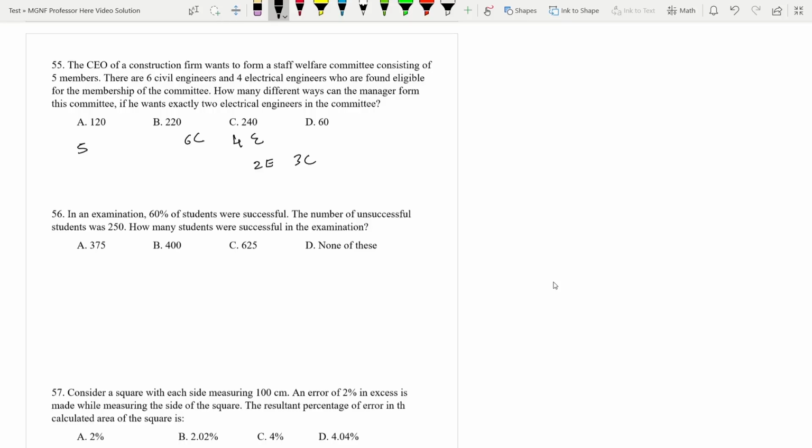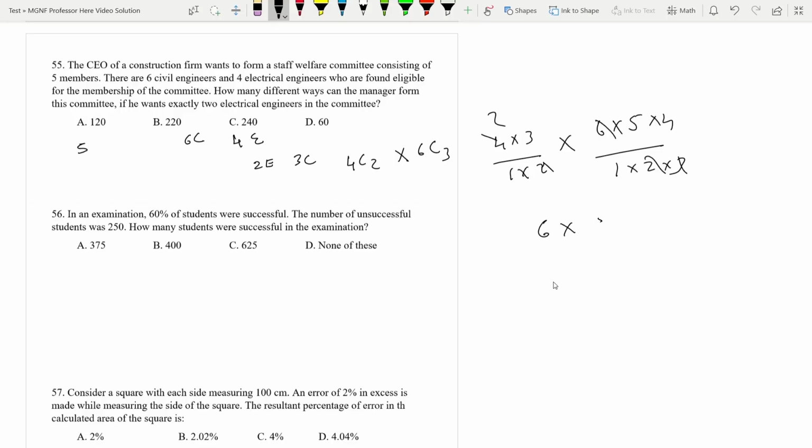In how many ways can you select 2 electrical engineers from 4? That will be 4C2, multiplied by selecting 3 civil engineers from 6 civil engineers, so 6C3. That is 4 into 3 divided by 1 into 2, times 6 into 5 into 4 divided by 1 into 2 into 3. So 3 and 6 cancel, 2 times 6 into 5 into 4 over 2... the result is 120. The answer is option A, 120.